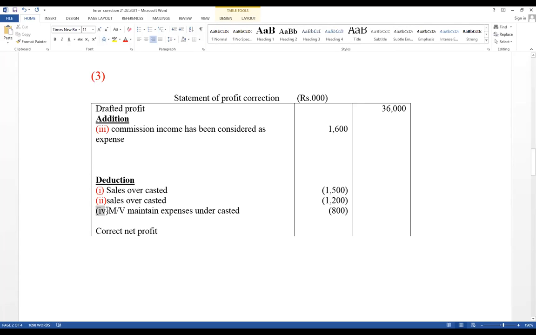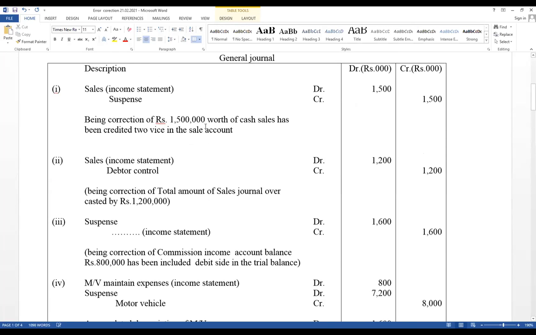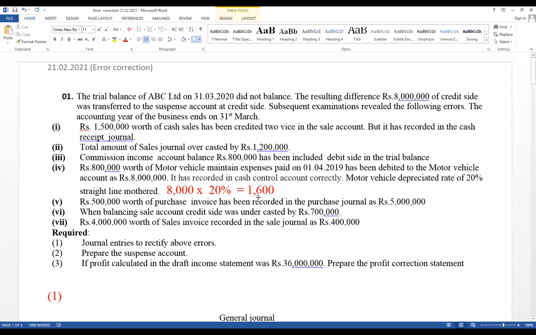And think about the depreciation effect also. It has been recorded as a motor vehicle. Therefore, it has been depreciated, so depreciation is overstated. Expense overstated, so the effect on profit is a decrease. Depreciation expense overstated, therefore for correction it should be added.